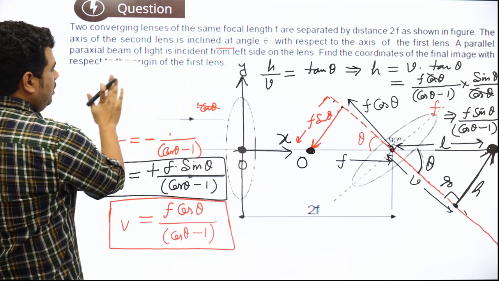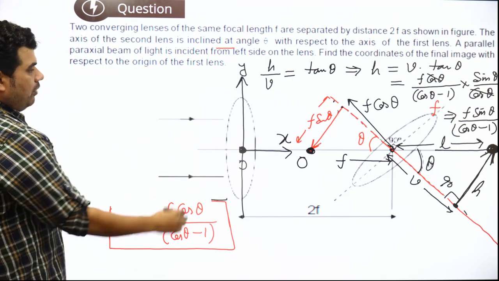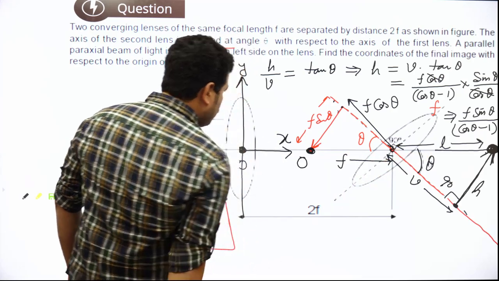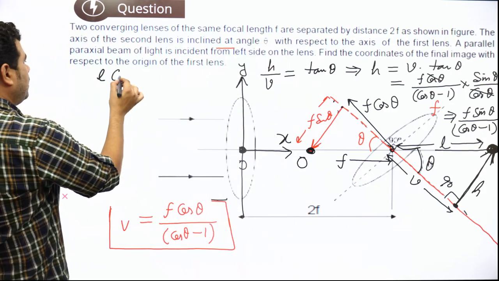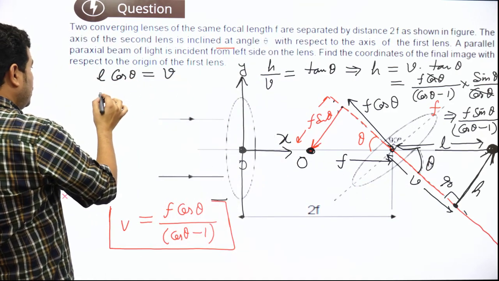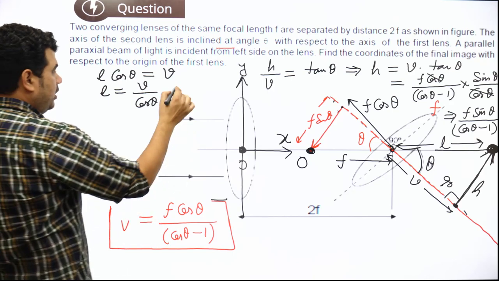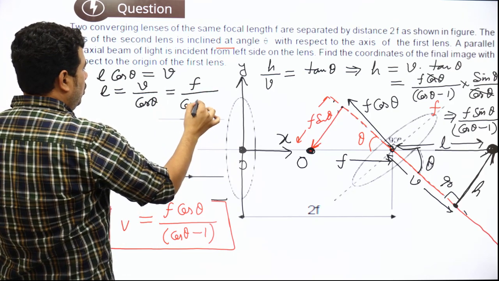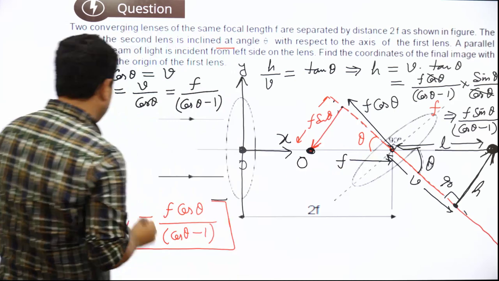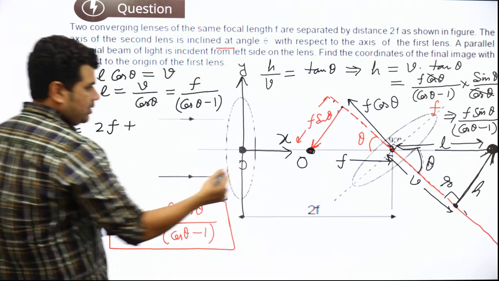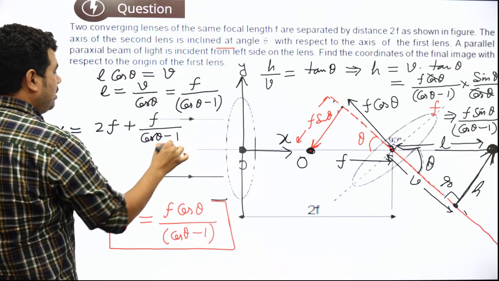Now, see here, what we have to find: 2f plus L. So what is L cos theta? See from this triangle, L cos theta is equal to V. So L is equal to V cos theta, which you can say is f upon cos theta minus 1. So what is the x coordinate? This distance is 2f, and this distance is L, which you already have: f divided by cos theta minus 1.